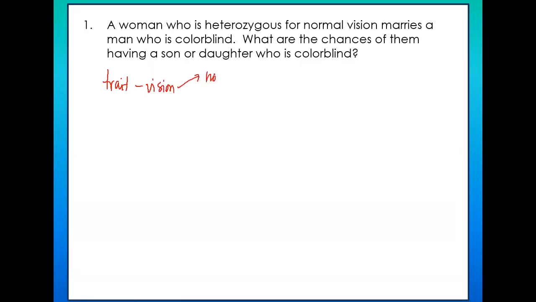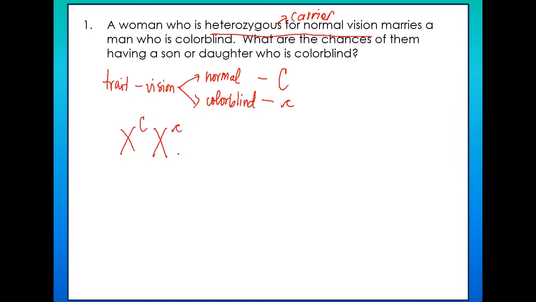Now, one could be normal and the other one could be colorblind. So the allele for colorblind is small letter c and the allele for the normal vision is capital C. Okay? So don't be confused regarding the letters that we're using here. Now let's identify the genotype of the parent based on the problem. So the mother is heterozygous for normal vision. When we say heterozygous for normal vision, that simply means that the mother is a carrier. A carrier of the colorblind allele. So that simply means the genotype is X raised to capital C and X raised to small letter c. So this is heterozygous in terms of the allele for vision.